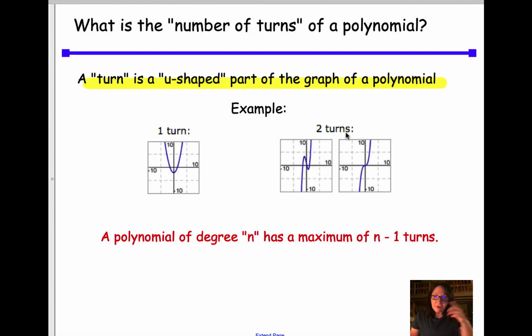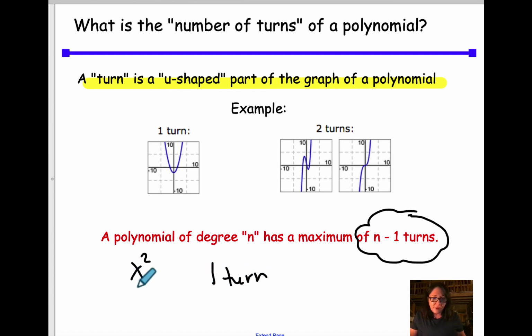So the number of turns, we were just talking about that, and I guess I jumped the gun a little bit. This is n minus 1 turns. So if a polynomial is a quadratic, like let's say it's an x squared, then you're going to have 1 turn, okay? Because you're a second power, you subtract 1, you get 1, that's your number of turns. It's always going to be n minus 1 turns.